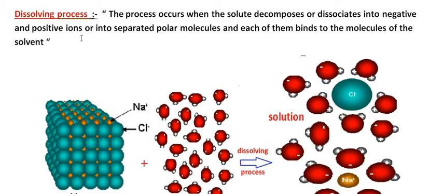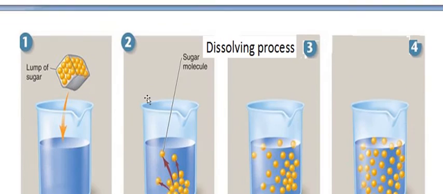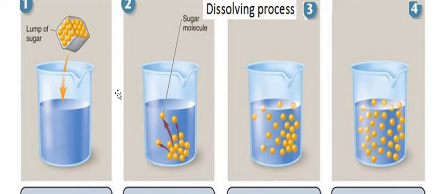So the dissolving process is the process that occurs when the solute, which is the salt here, decomposes or dissociates or splits into negative and positive ions, such as sodium and chloride ions, separated into positive and negative ions, and surrounded by molecules of the solvent. This is the definition of the dissolving process.